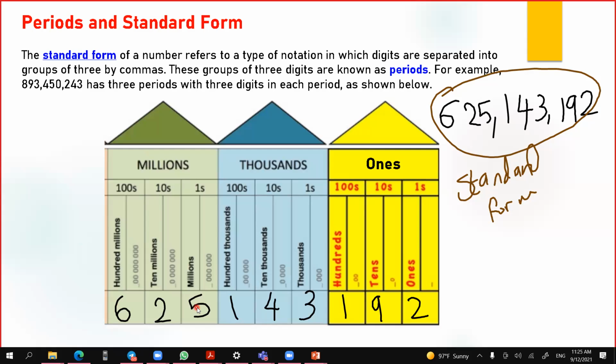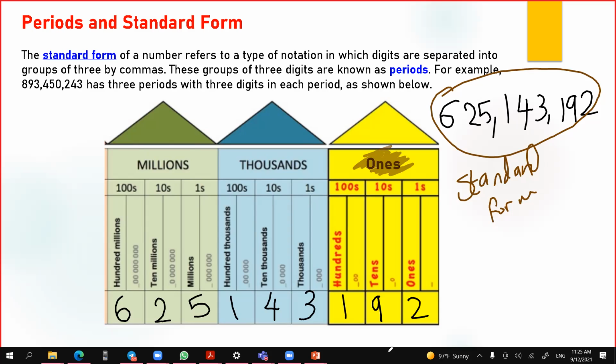625. Should I stop it? No, I will say 625 and let's talk about its place. And 625 millions, comma, 143,192. This one here, they say like, don't write it me. Don't write me. Keep me by default.